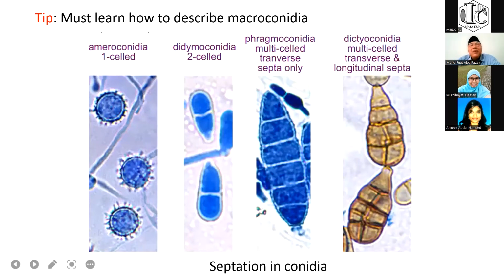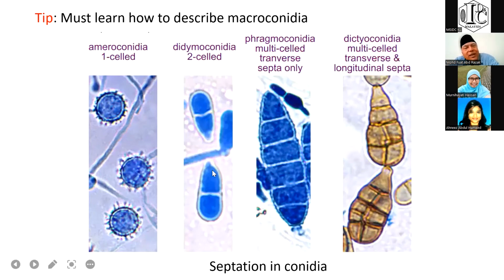How do you identify fungus based on the macroconidia? You should learn how to describe macroconidia. When you see macroconidia under the microscope, you can jump, because now you are very near to identification of the mold, but you must learn how to describe the conidia to confirm your identification. To describe macroconidia, first of all, you have to count the septum or septa inside the conidia.